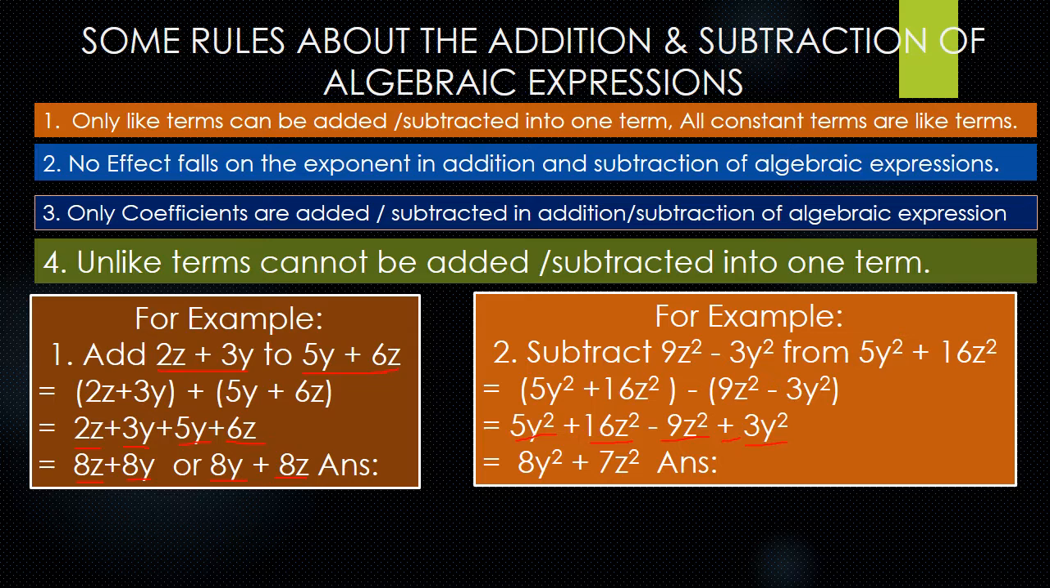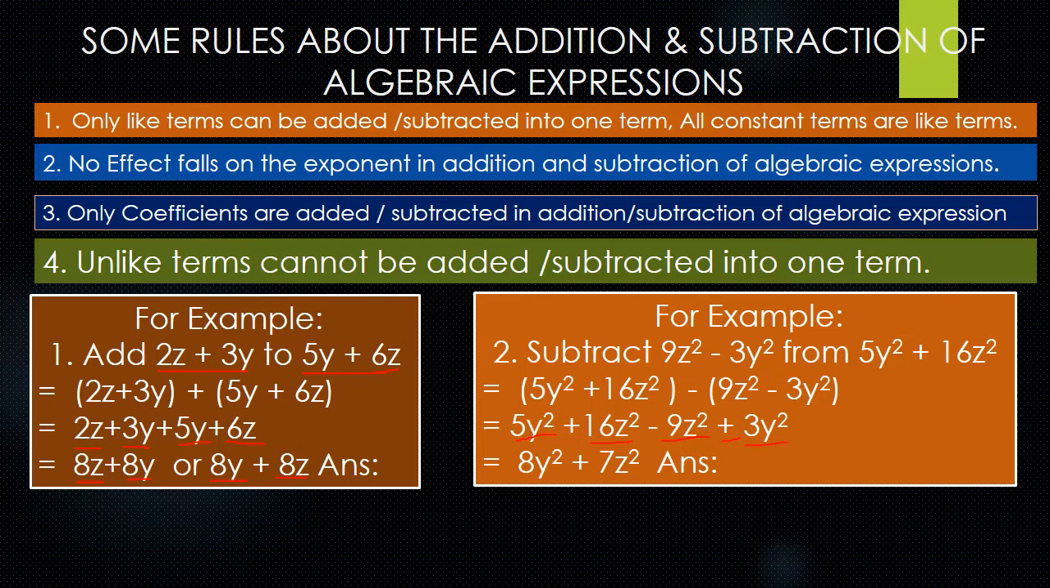Now I am giving you some examples about these rules. The first example is: add 2z plus 3y to 5y plus 6z. Now look here. Here two expressions have been given. The first expression is 2z plus 3y and the second expression is 5y plus 6z. So here 2z plus 3y, I have removed the bracket. I have only written the plus sign and the bracket is not over here. So 5y plus 6z.